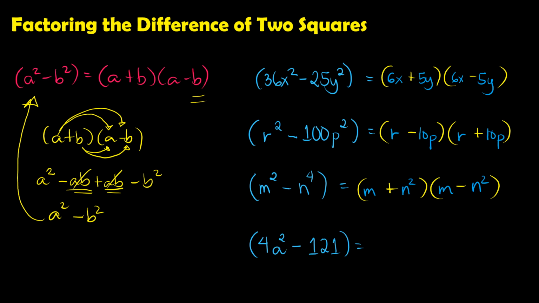Next one. We have 4a squared minus 121. So, again, magkaiba ng sign. And then, 4a squared. Si 4 ay galing kay 2 times 2. Si a squared ay from a times a. Si 121 ay galing naman sa 11 times 11. So, this is how we factor the difference of two squares.